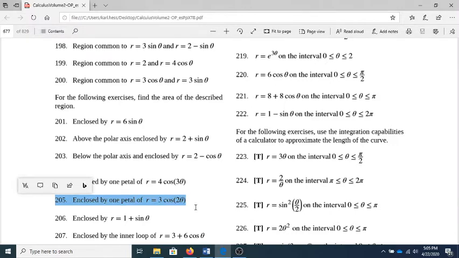Enclosed by one petal of r equals 3 cosine 2 theta. Now that's kind of a weird word, a petal. What does it mean by a petal? Well, it's actually just talking about a loop. Let's have a look at this.